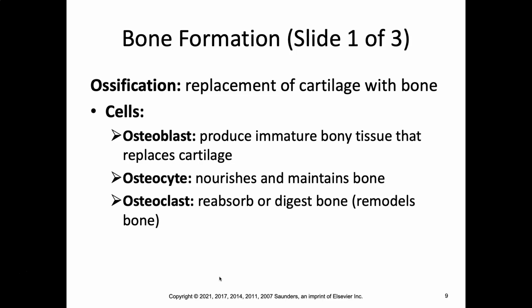But for all of your other bones, originally many of them were cartilage and then they grew into bone. So what are some of the cells that are associated with this? There's osteoblasts, osteocytes, and osteoclasts. I'm going to let you read up on those. There's some good information in your textbook.